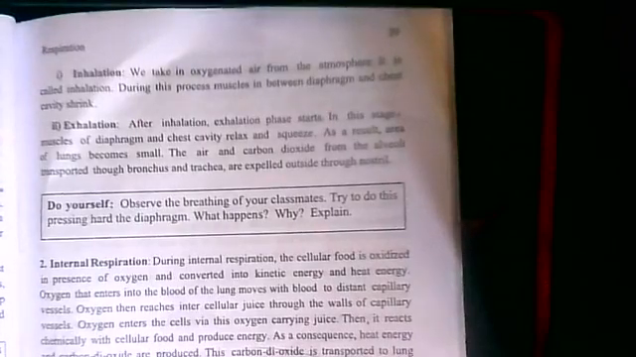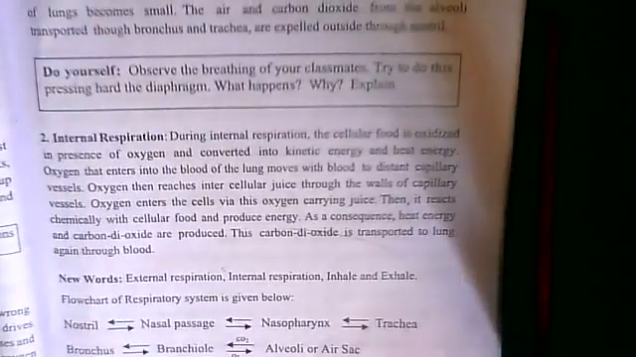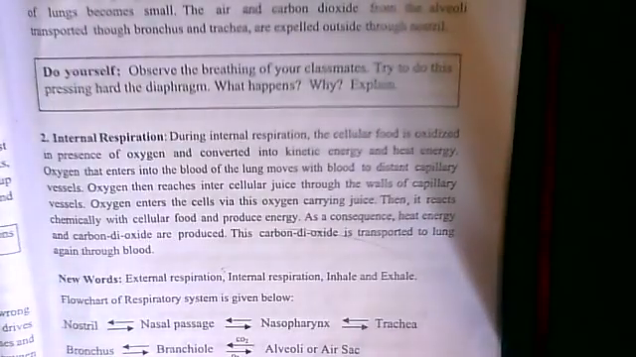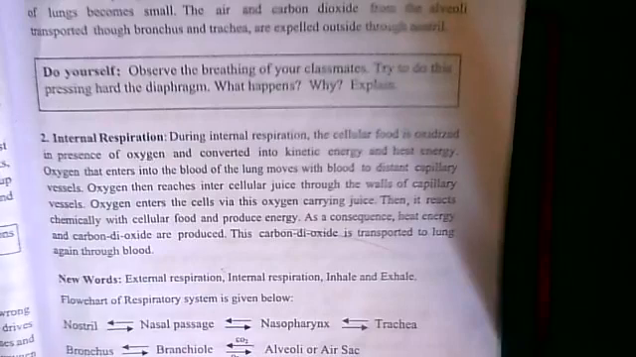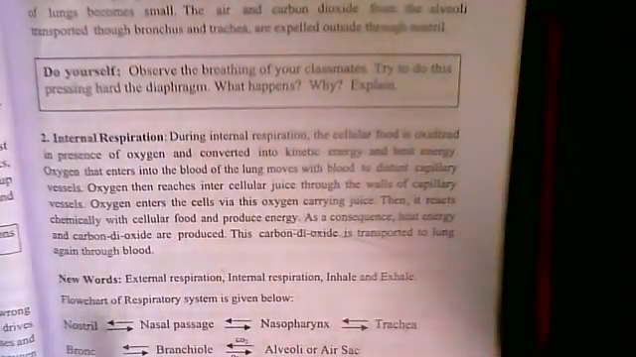Internal respiration. During internal respiration, the cellular food is oxidized in presence of oxygen and converted into kinetic energy and heat energy. Oxygen that enters into the blood of the lung moves with blood to distant capillary vessel. Oxygen then reaches into cellular juice through the walls of capillary vessels. Oxygen enters the cells via this oxygen carrying juice. Then it reacts chemically with cellular food and produces energy. As a consequence, heat energy and carbon dioxide are produced. This carbon dioxide is transported to lung again through blood.